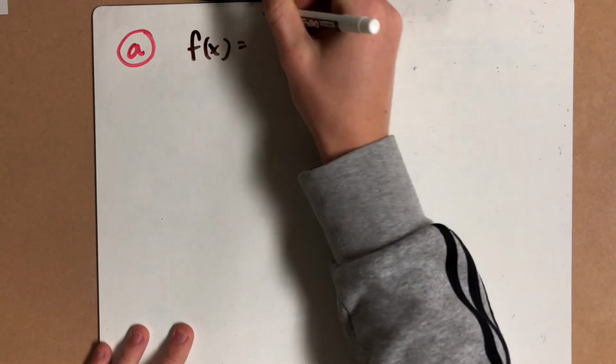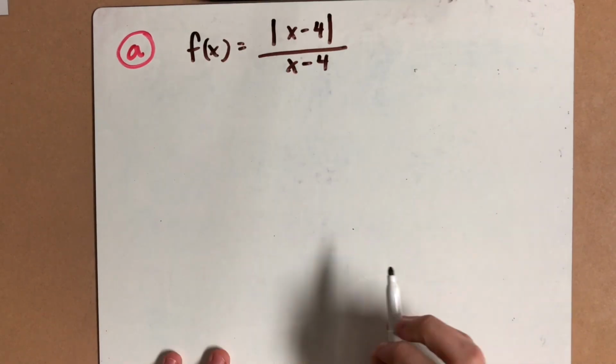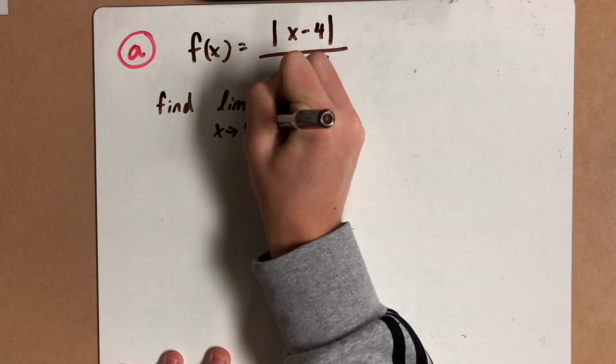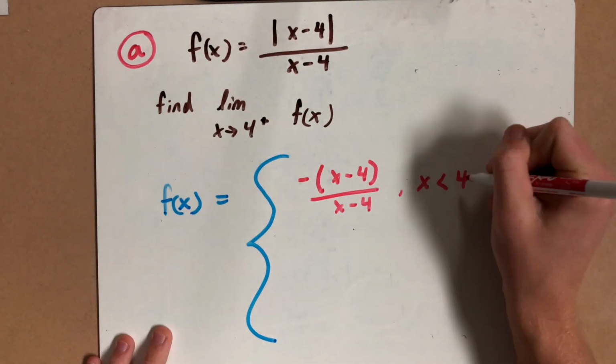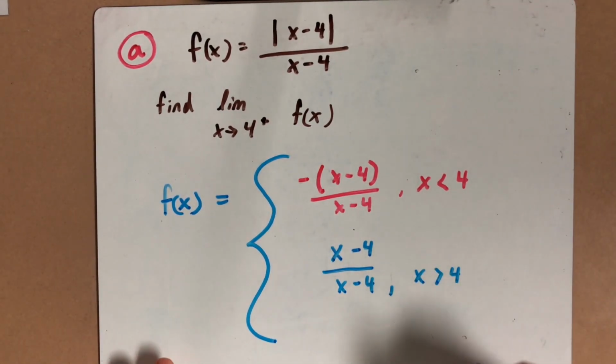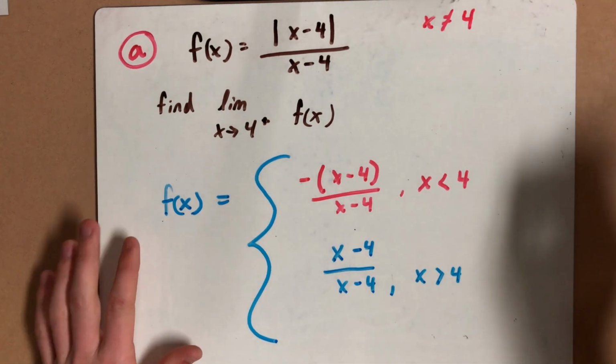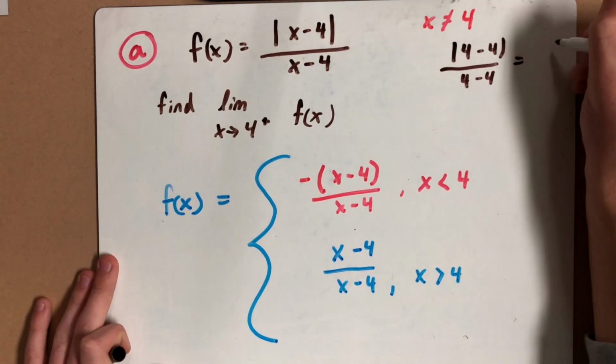For our last problem, we are going to be finding the limit as x approaches 4 from the positive side of the absolute value of x minus 4 all over x minus 4. First, we need to split this function into two separate piecewise functions. Notice there is no equal sign because that would cause the function to be undefined.